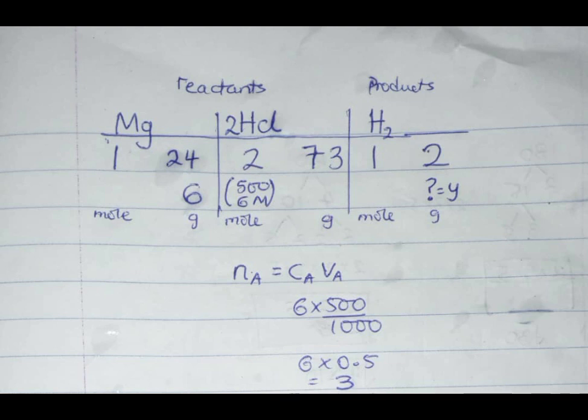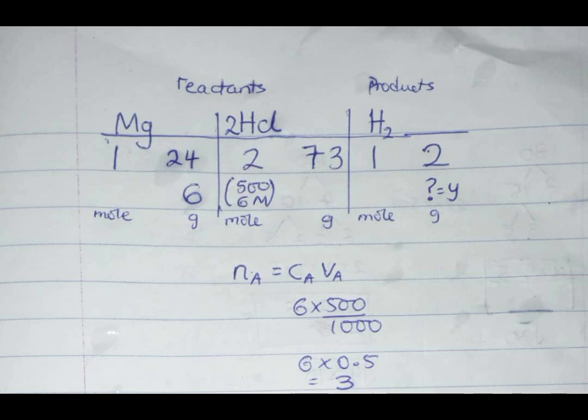Now the new ones will be the one below. So the new one now, they are saying 6 grams instead of the standard 24 grams of magnesium is reacted. So under magnesium, under the gram side, we will put 6. Then for the mole, we don't know what we are looking for, but we can easily find the number of moles from that value that was given.